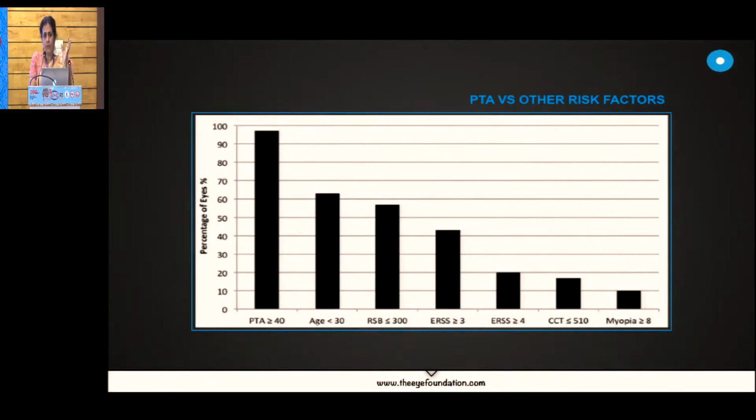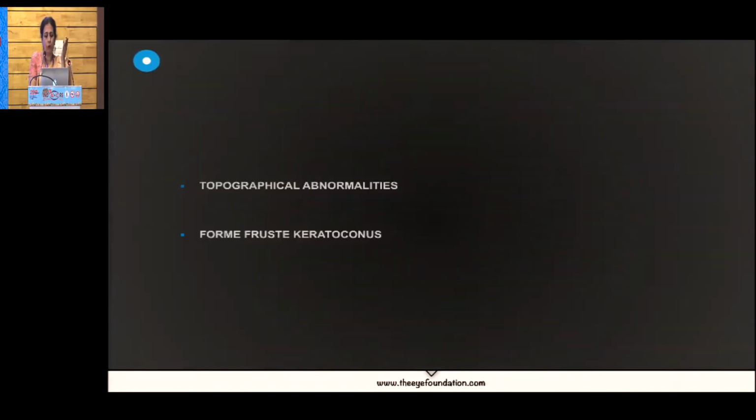Then came different papers which analyzed it and said that PTA is not just the holy grail, that you say PTA of more than 40%, you do not take up the cases, because there were hordes of cases which were done without this knowledge and were doing quite well. But then it definitely had to be put into the slot as a prime risk factor against all other risk factors to follow.